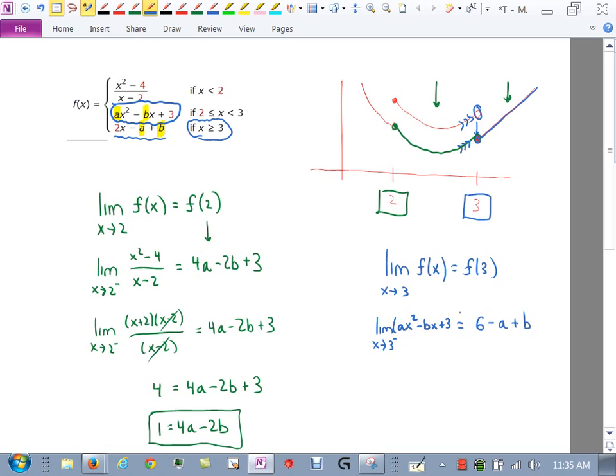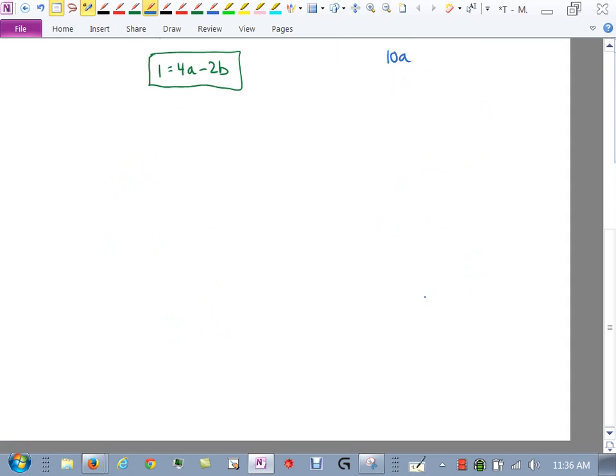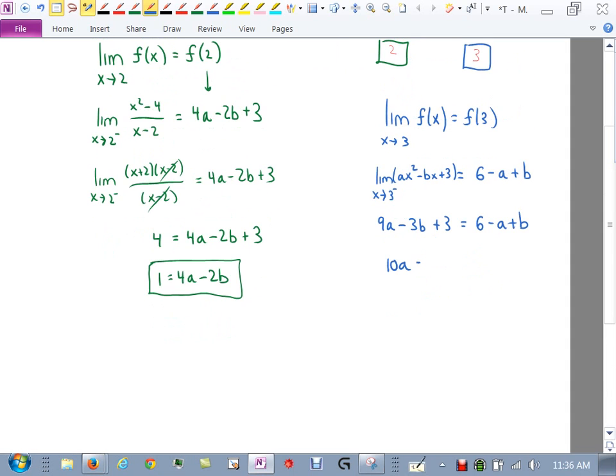And now let's just plug in 3 into this and see what we get. So 3 squared is 9, so we have 9a. Here we have minus b times 3, so minus 3b. And then plus 3 must equal 6 minus a plus b. Now what I'll do is get all my a's and b's on one side. So let me add an a to both sides here to get 10a. Let me subtract a b to get minus 4b. Let me subtract 3 on both sides to get equals 3.